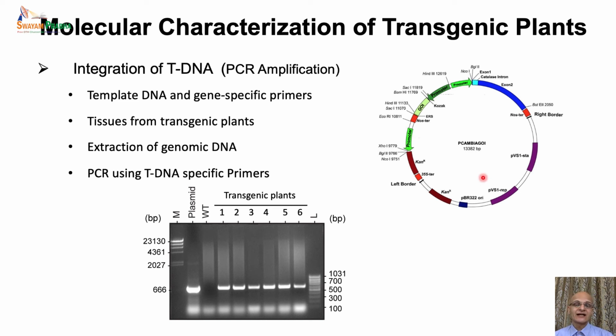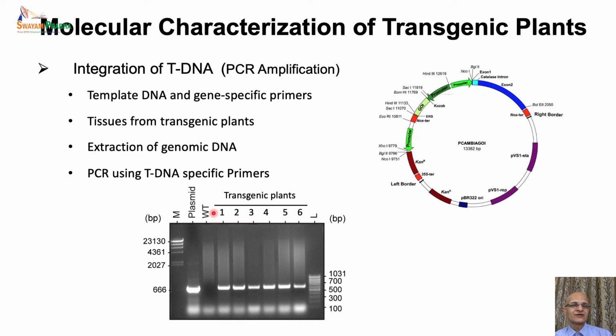Now, it means that it should amplify the expected size amplicon, because we know that the tDNA is a part of this plasmid that was used for the transformation, and we have designed the primer from this tDNA. If we use this plasmid as a template for amplification, it should certainly amplify the fragment, and that's why it is called a positive control.